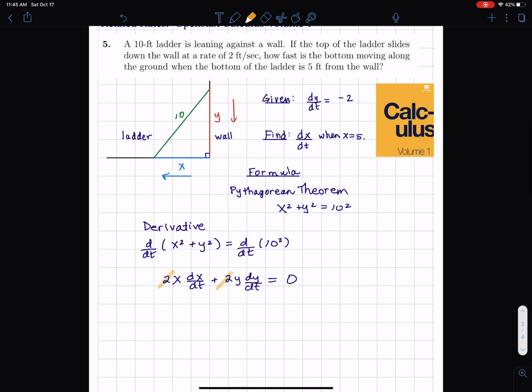Now, after I take the derivative, then I start putting in numbers. I'm going to put in x equals 5, because we're trying to see what happens exactly when x equals 5. I'm going to put dy/dt equals -2.